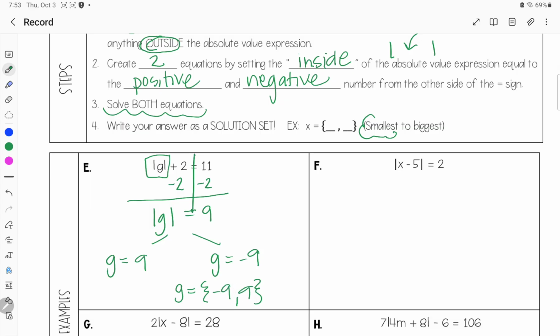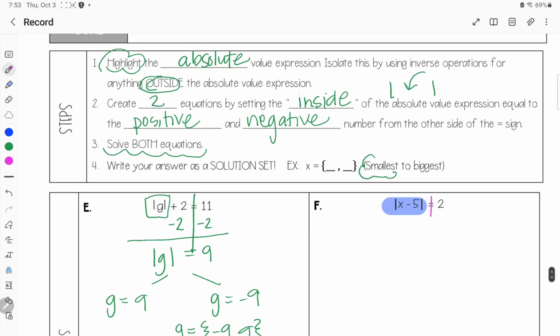All right, so step number 2, we're going to highlight our absolute value. We need to get this alone on that side. So when you look, it's already by itself on that side. I don't have to solve for anything. Right here, it says using inverse operations, get anything outside the absolute value expression on the other side. Well, there's nothing outside that, so I don't need to do anything.